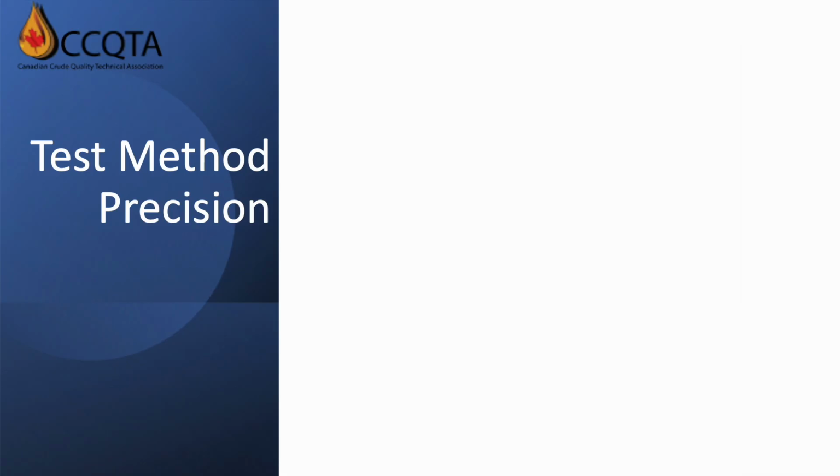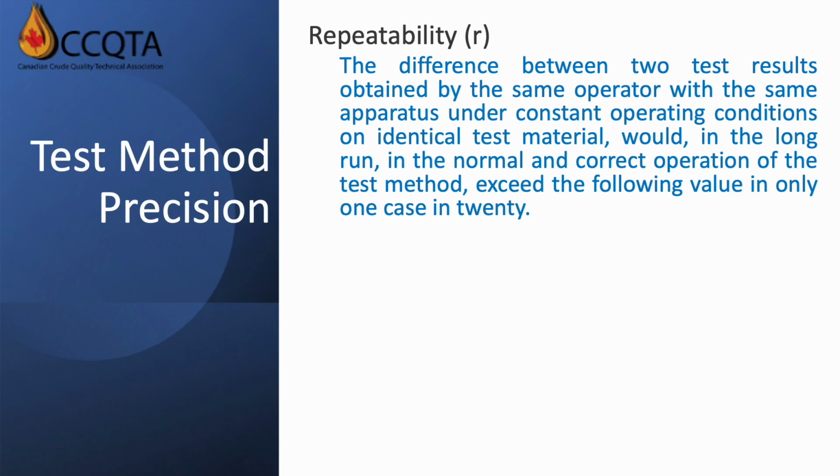Let's look at what I mean by precision. Repeatability is the difference between two results obtained by the same operator with the same apparatus under constant operating conditions on identical test material, so the same sample, would, in the long run, in normal and correct operation of the test method, exceed the following value in only one case in 20. So effectively, this is the same person, same lab, same test, same material, run in duplicate.